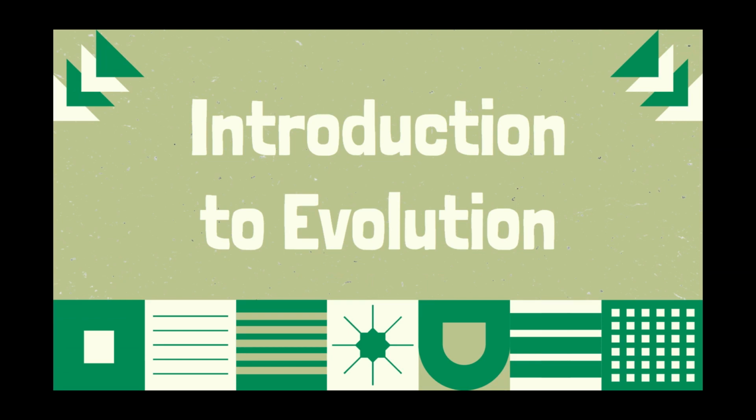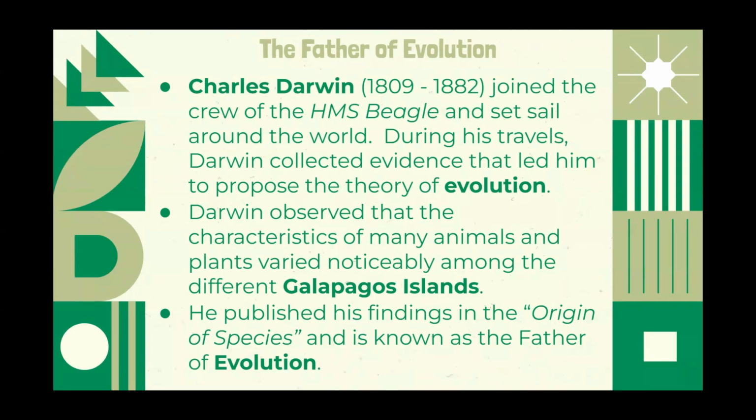Before we start about the evidence, we have to sort of introduce evolution. And we're going to do that by starting off with the father of evolution, Charles Darwin. This man is a naturalist from England. He went on travels all over the world. He went on the ship called the HMS Beagle.